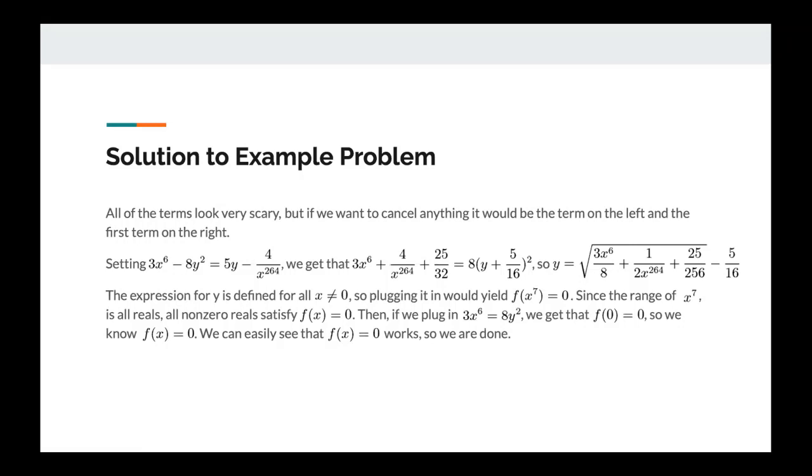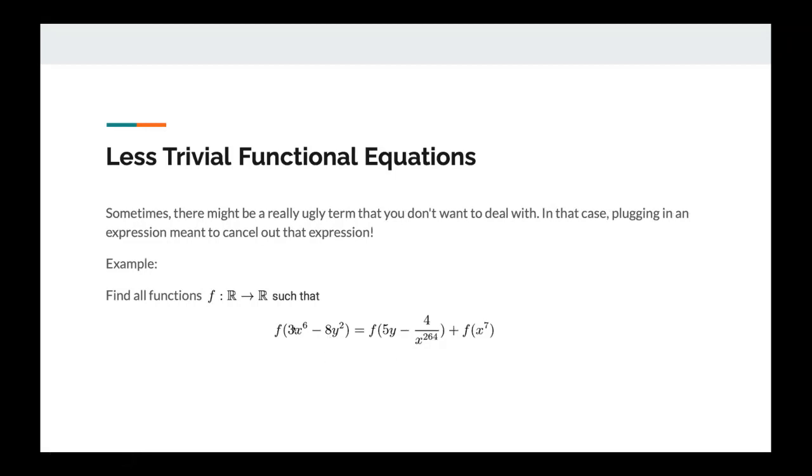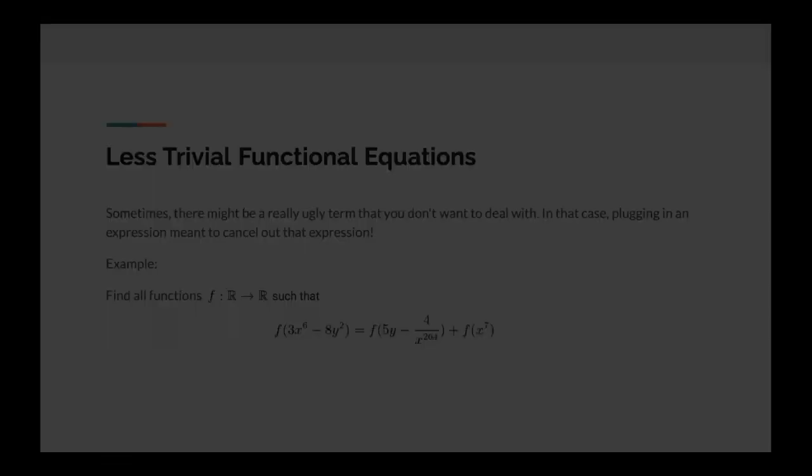And the range of x to the 7 is all reals. So all non-zero reals satisfy that f of x equals 0. To prove that f of 0 equals 0, we just need to set 3x to the 6 equal to 8y squared. Since the two terms on the right-hand side are both 0, that means that f of 0 equals 0. So f of x equals 0. When we plug it back into the original equation, we get that 0 equals 0 plus 0, which is clearly true.